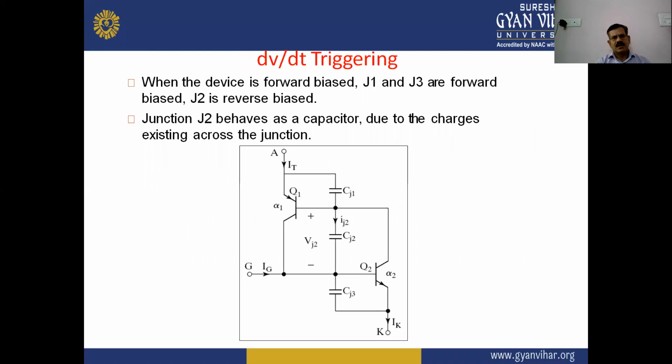The next triggering method is dV/dt. In this method, when the device is forward biased, junctions J1 and J3 are forward biased and junction J2 is reverse biased. We can also see this in this circuit diagram. The junction J2 behaves as a capacitor due to the charge existing across the junction.